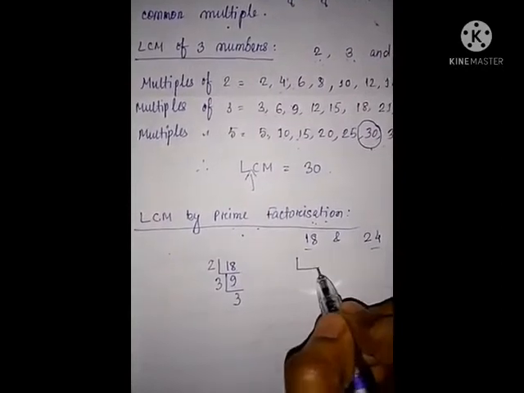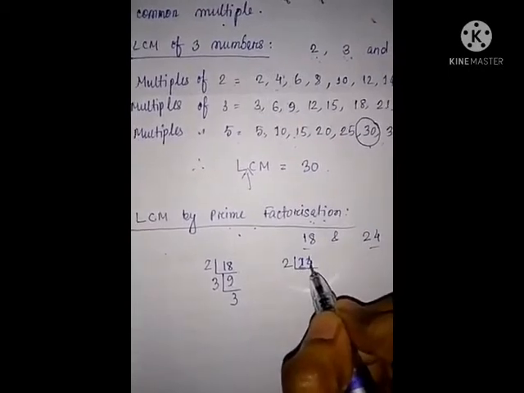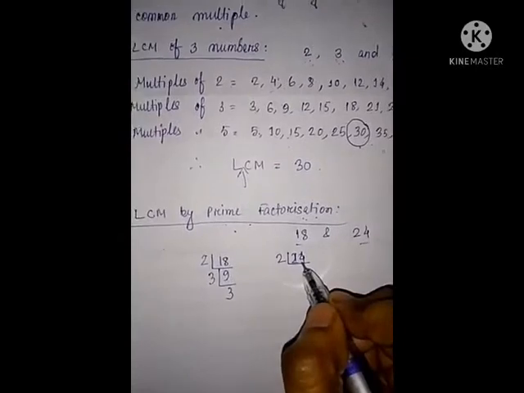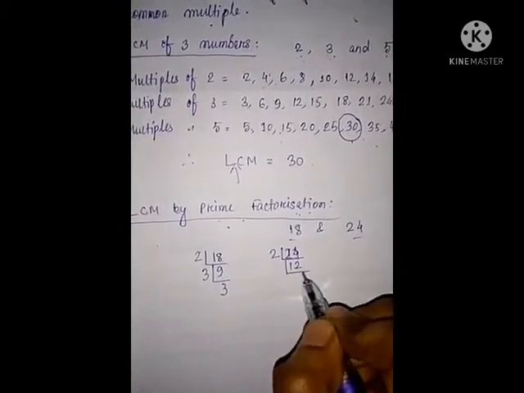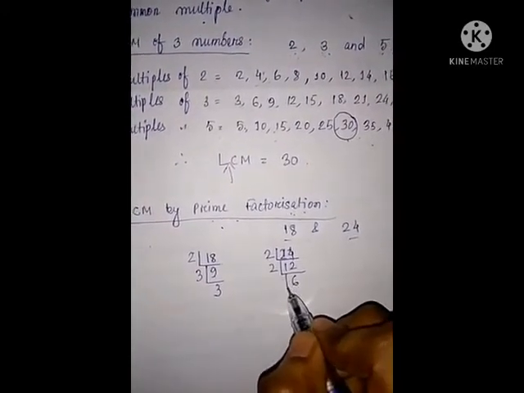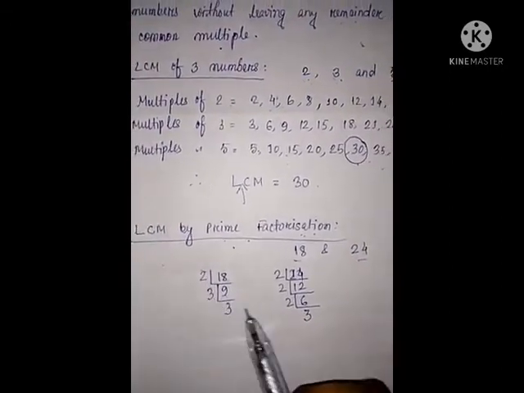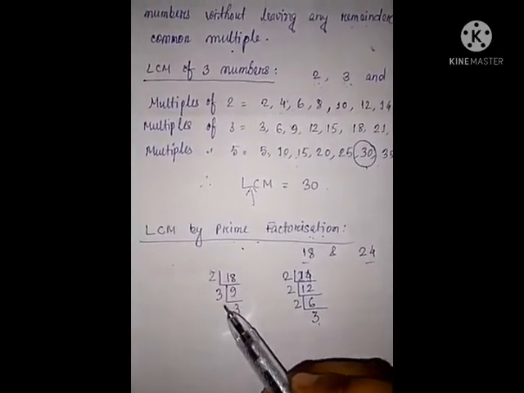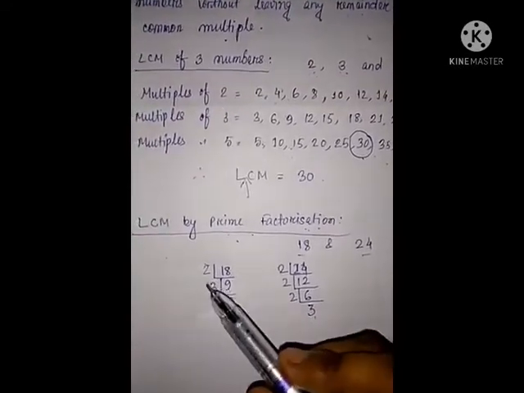Now again, short division of 24. 2, why? Because 24 is divisible by 2. Here in the ones position 4 is present, an even number. So 2 12s are 24. 12 is also divisible by 2. 2 6s are 12. 6 is also divisible by 2. 2 3s are 6. So here we got all the prime numbers. We have to continue this short division method until we get all prime numbers.